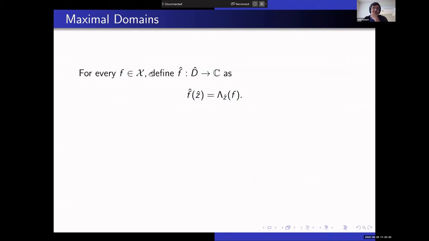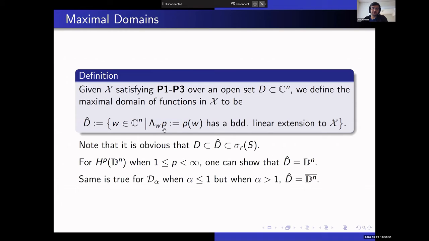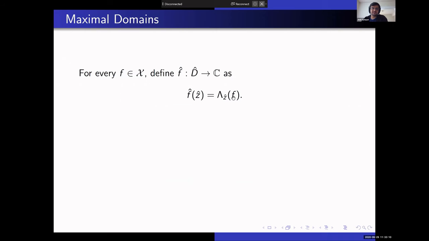So naturally, for every f in X, I'm going to define f hat, which is a function on D hat, as follows. What I'm doing is taking the point evaluation at z hat on the polynomials and extending it to all of X. So lambda z hat of p is defined as p of z hat, but then I can extend it to all of X, and by abuse of notation, I can write lambda z hat of f to be that extension. And it's natural to think of this as the value of the function f at z hat.